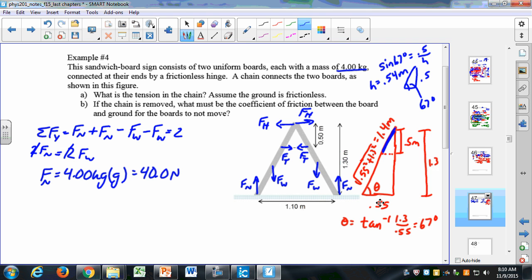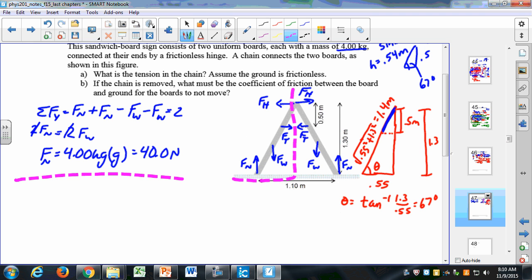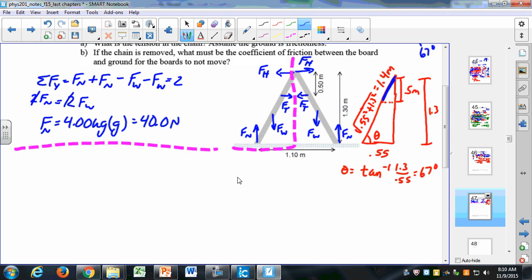So what I'm going to do now is just take one side of this sandwich board. Say I'll just take the left-hand side of this, and I'll say that the torques all about that board are going to be equal to 0. So I'm just going to redraw this. I have the hinge, FH, FT, FW, Fn. This is all acting about this board right here.